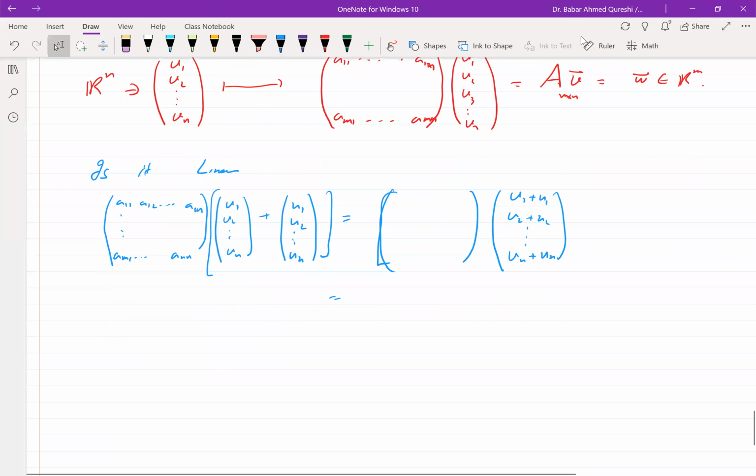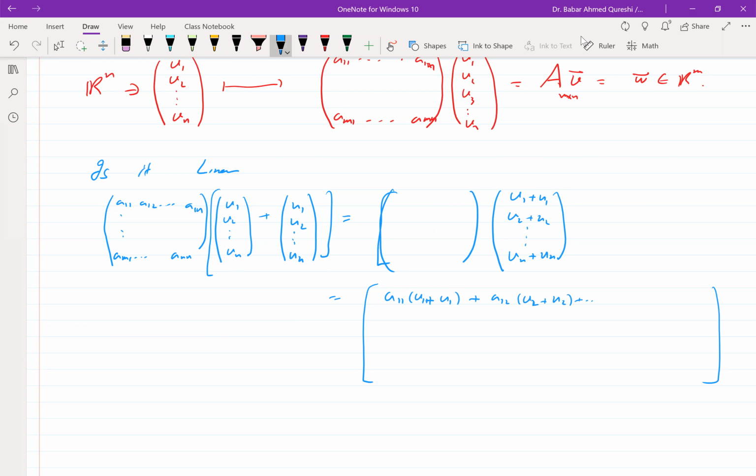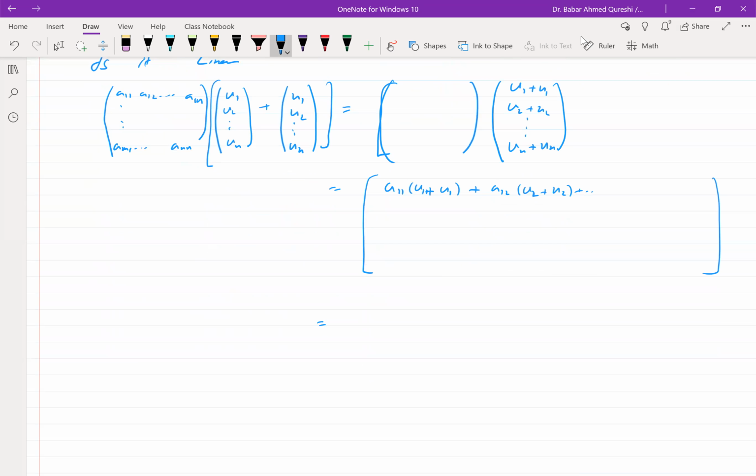So when I write the matrix product, I will get these kinds of things. A11 times (V1 plus U1) plus A12 into (V2 plus U2) and so on. This would be the first element. Now, since I know how the matrices are added, I can split them open.